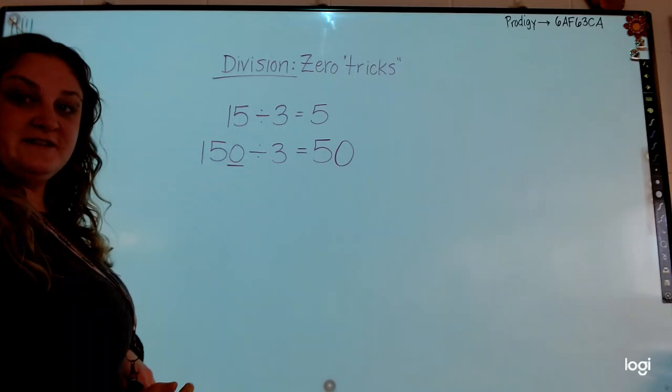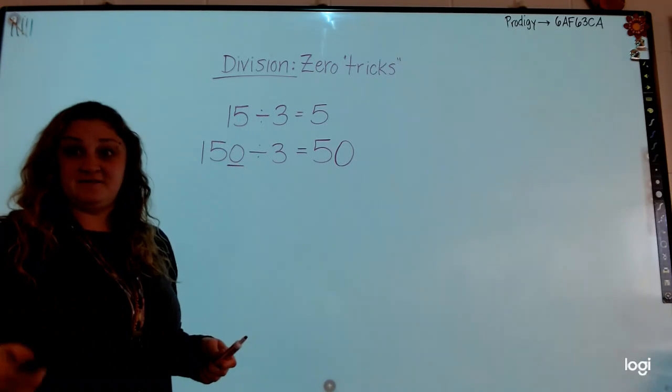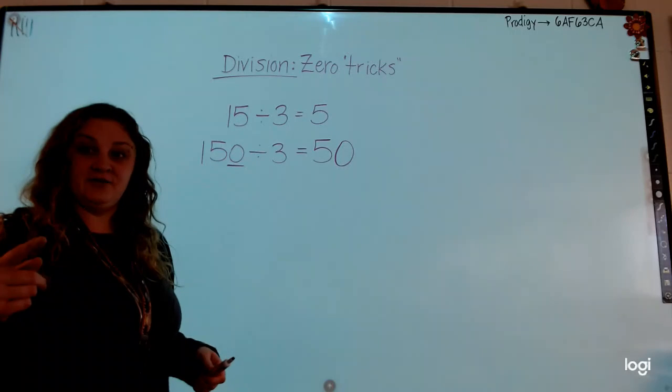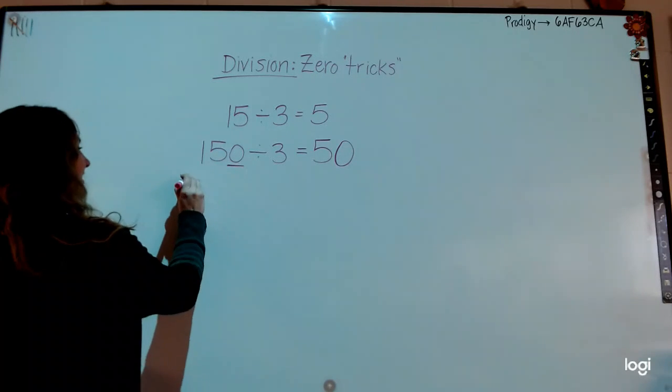So 150 split up into 3 groups is 50, which makes sense. If I skip counted by 50s, I'd have 50, 100, then 150. 3 groups of 50. Now let's try it even larger.